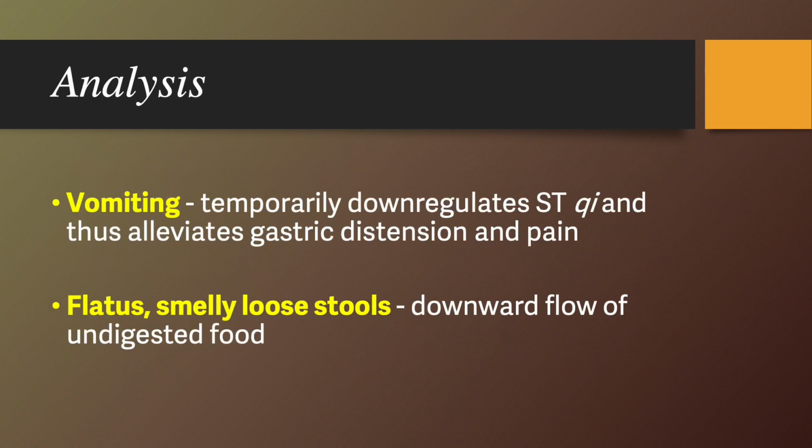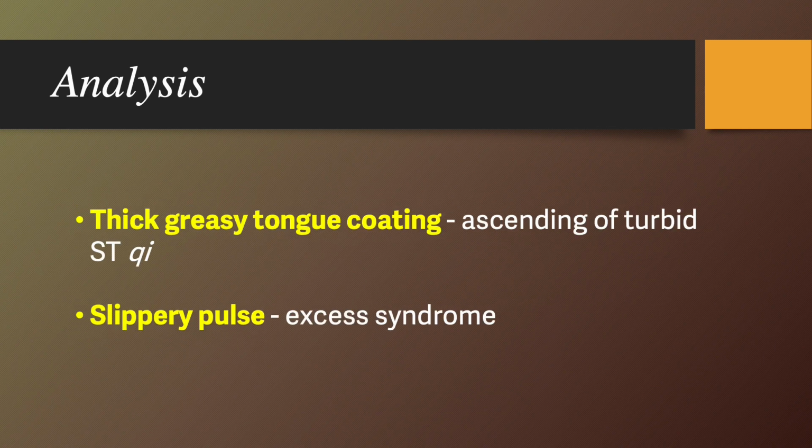Vomiting can temporarily downregulate stomach qi and thus alleviate the gastric distension and pain. Downward flow of undigested food may cause flatus and smelly loose stools. Ascending of turbid stomach qi causes a thick, greasy tongue coating. A slippery pulse is indicative of an excess syndrome.